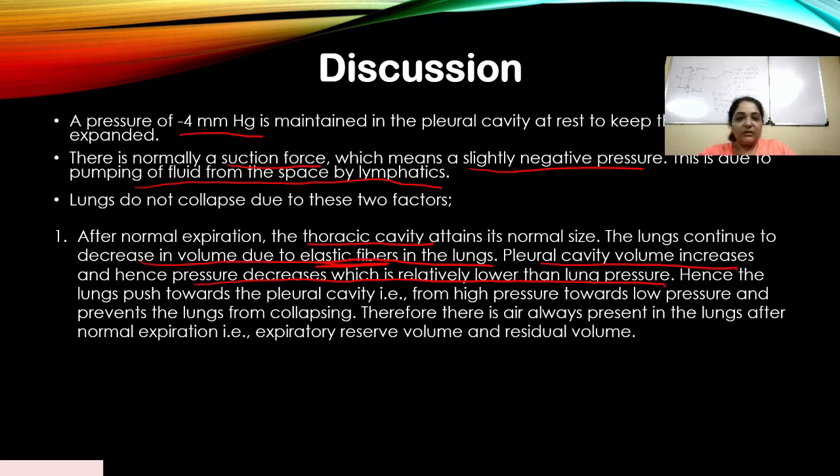Like I already told you, pressure is inversely proportional to the volume. So if the volume is increasing, what happens? The pressure is decreasing. This pressure in the pleural cavity becomes less than the pressure in the lungs, and hence the lung pushes towards the pleural cavity, that is high pressure towards low pressure. Always high pressure will push towards the low pressure and prevents the lungs from collapsing. Therefore, there is always air present in the lungs.